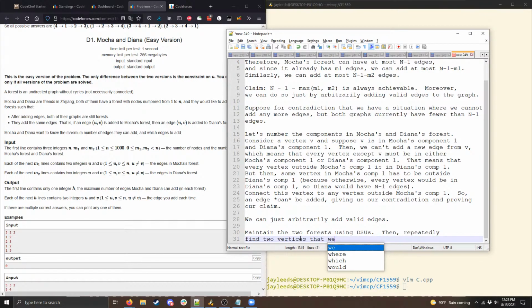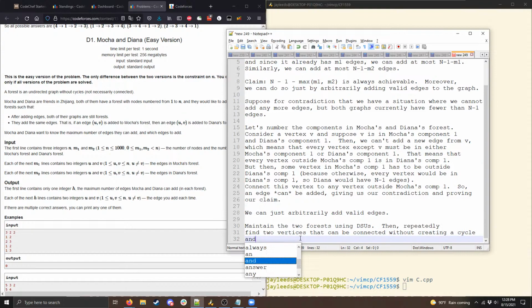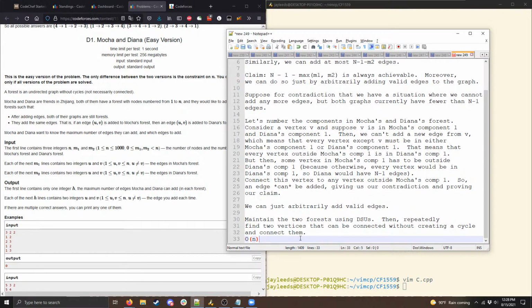two vertices that can be connected without creating a cycle, and connect them. This would be correct, but the problem is we can add up to O(n) edges, and we have to check O(n^2) pairs of vertices. So this is O(n^3), and since n is up to 1,000, this is too slow.